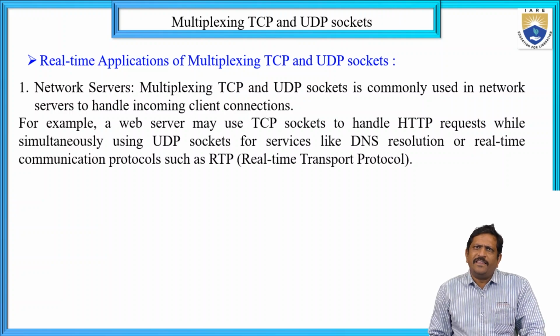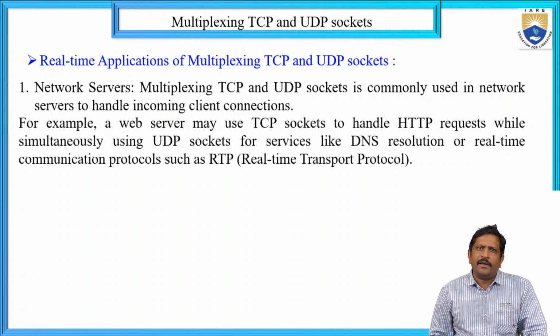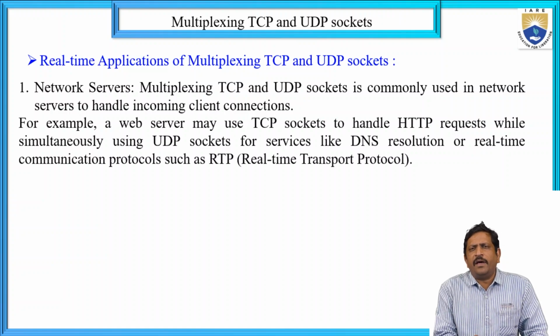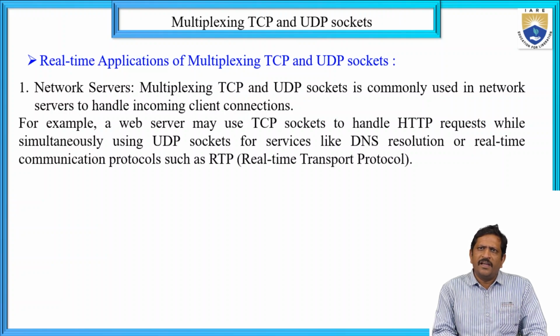Here are real-time applications of multiplexing TCP and UDP sockets. In a network server, multiplexing TCP and UDP sockets is very common to handle incoming client connections. For example, a web server may use TCP sockets to handle HTTP (hypertext transfer protocol) requests, while simultaneously using UDP sockets for services like DNS resolution or real-time communication protocols such as real-time transport protocol.